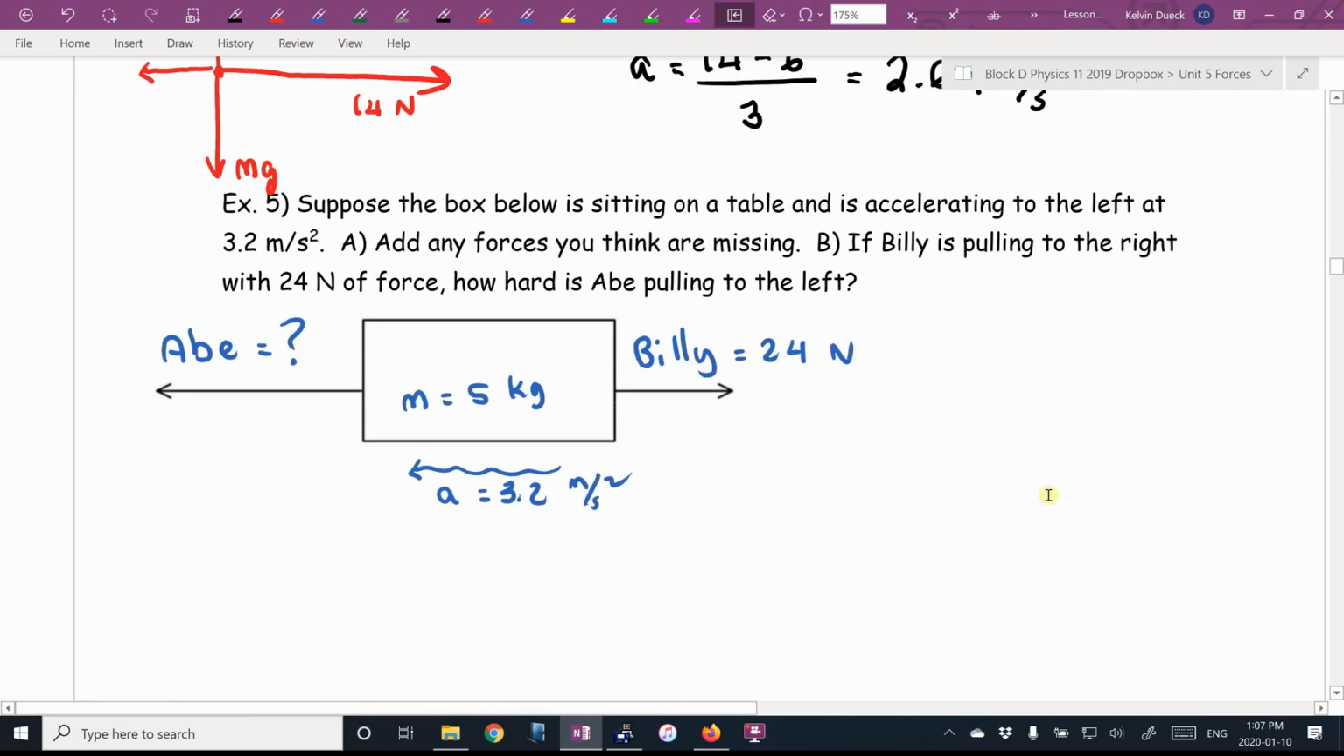Example 5. Suppose the box below is sitting on a table and accelerating to the left. A says add any forces you think are missing. That's code. This is a job for a free body diagram. So I'll do my free body diagram. How about right over here?